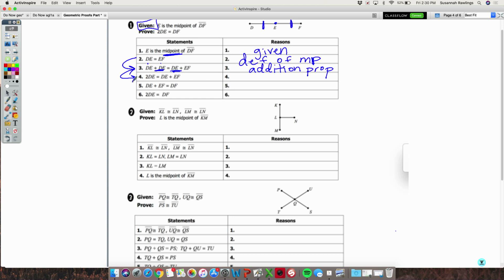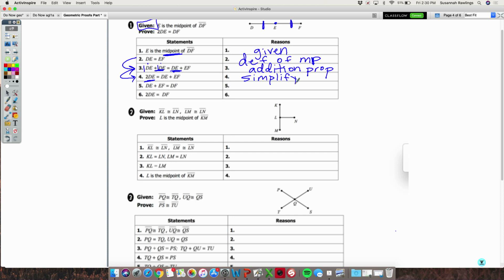Okay, we're going to move on. Eddie, what do you see that has changed? They combine like terms. Excellent. We had 1 DE plus 1 DE, and that turned into 2 DE. So that is combining like terms. Looking at my word bank, combining like terms would also be written as what? Simplify. Good.